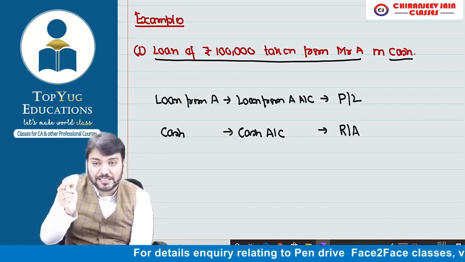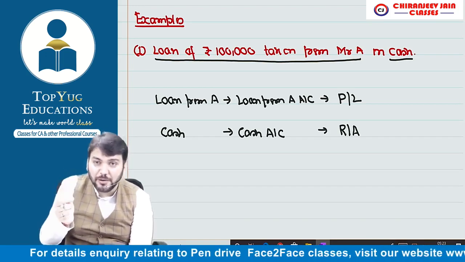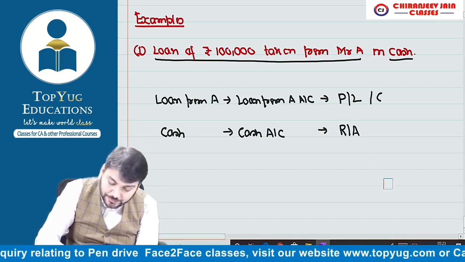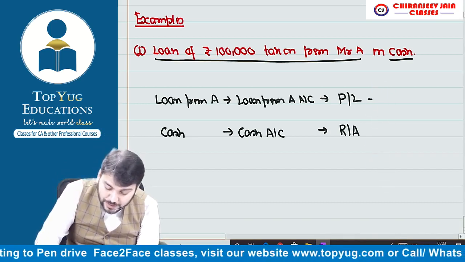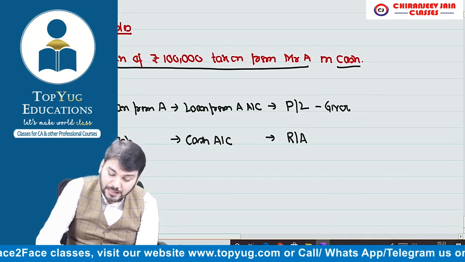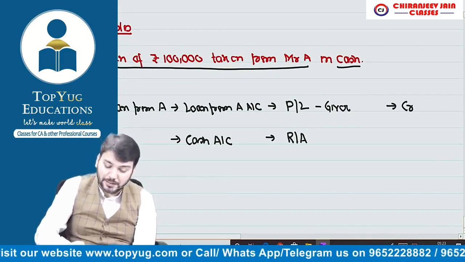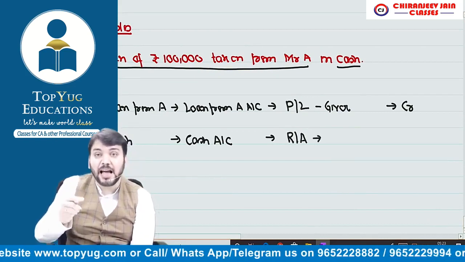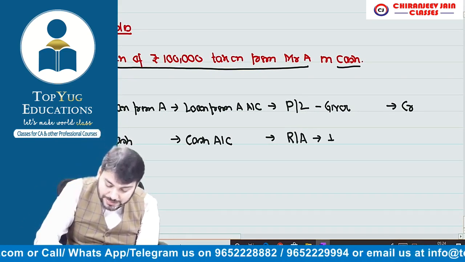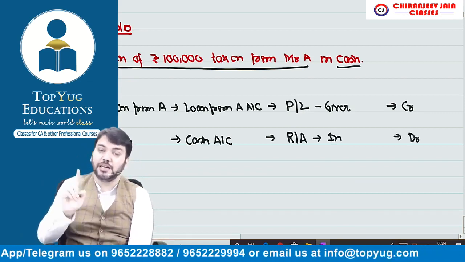So tell me, here loan from A means, can you say Mr. A is the receiver or giver of cash? He is a receiver or giver of cash. So can you say he is a giver of cash? And debit the receiver, credit the giver. And can I say cash is coming into the business? So cash is coming in. So debit what comes in. Understood?